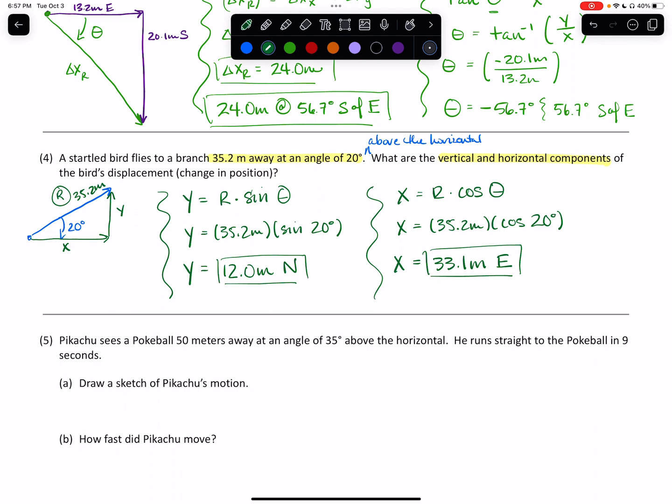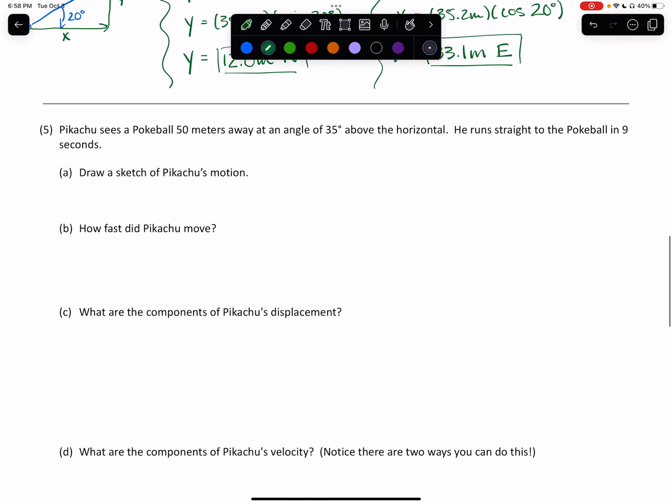So these are our two vector components. You can see that the directional piece is in there because they are east and north. There's no middle, there's no angle in there. All right, let's try one more.